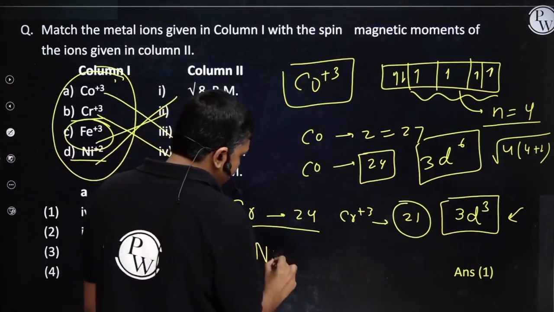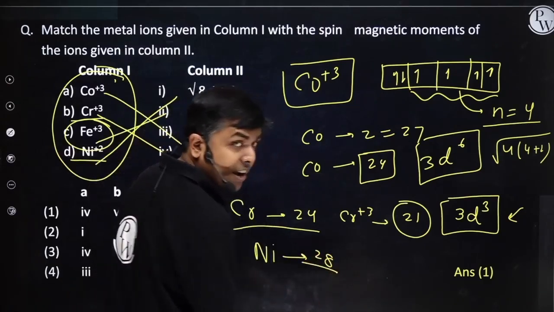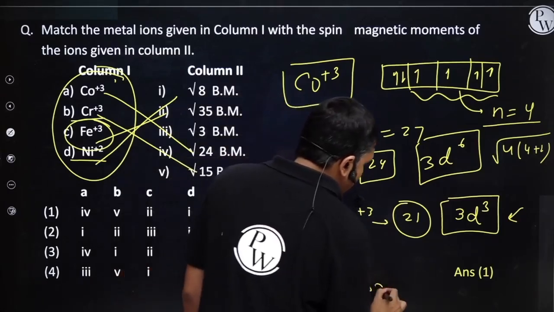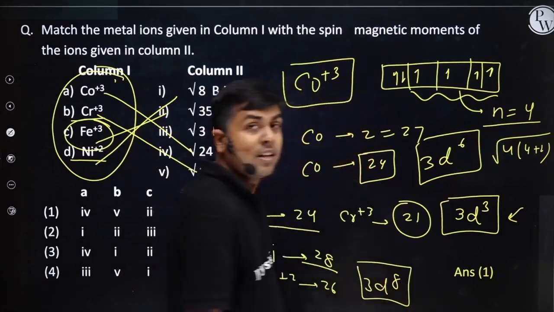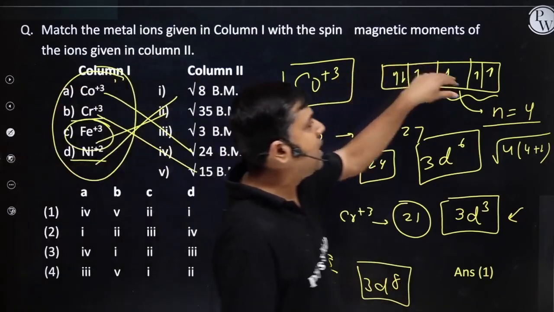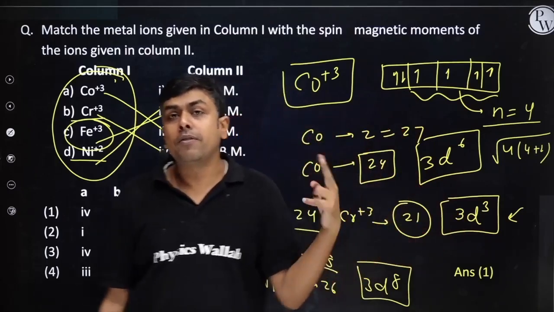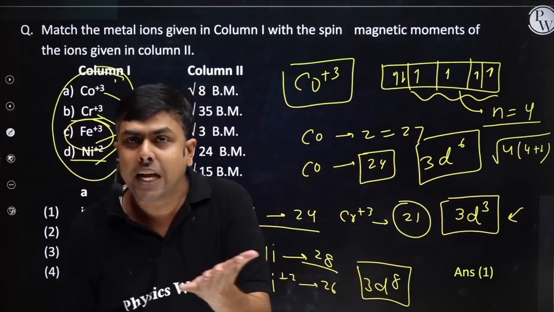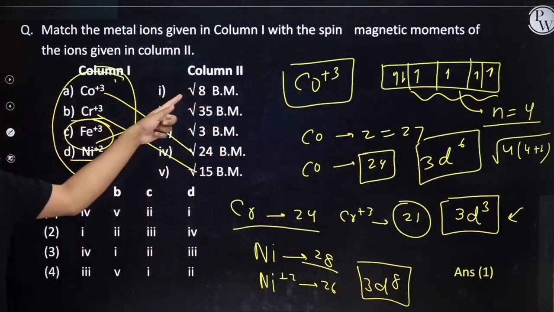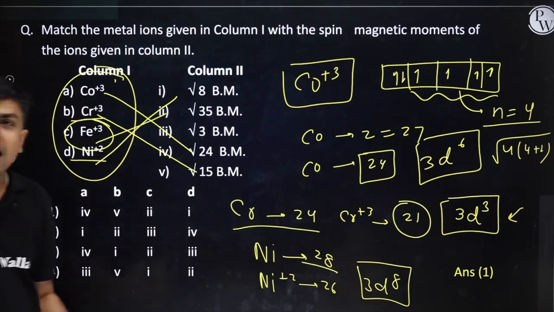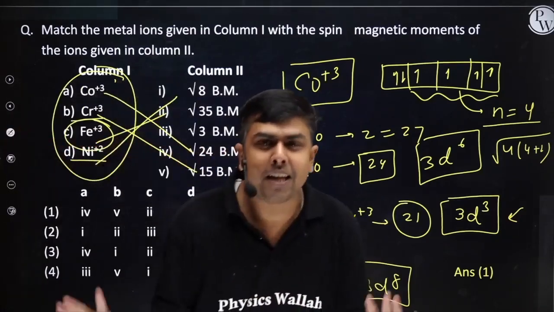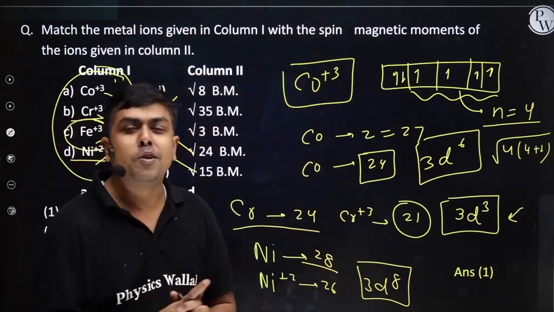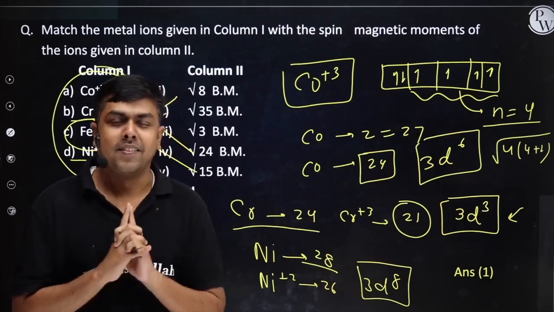Shall I write it? Yes, let's write. Nickel 28, right? Ni+2, 26 electrons. 3d8 configuration. 3d8 means 3 blocks completely paired, 2 blocks with unpaired electrons, so the number of unpaired electrons is 2. 2 into 2 plus 2, root of 2 into 4, that is root 8. So for Ni+2, the magnetic moment is root 8. I hope this magnetic behavior and the calculation of magnetic moment is all crystal clear to you all. Shall I move ahead? Let's move ahead.